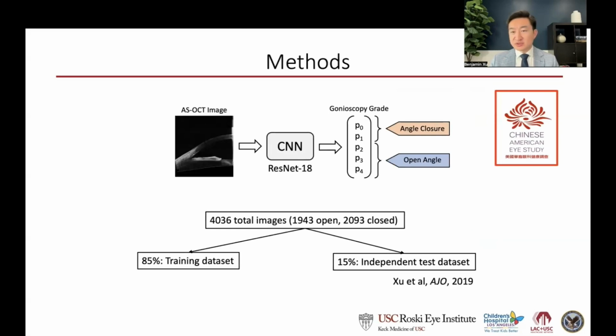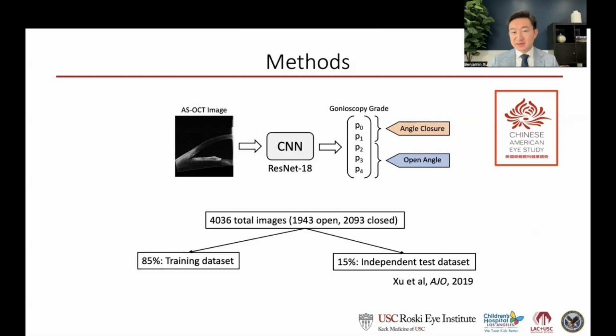In this study, we used data from the Chinese American Eye study. This is an epidemiological population-based study that was conducted here in Los Angeles by USC investigators. And we used about 4,000 anterior segment OCT images from this study.